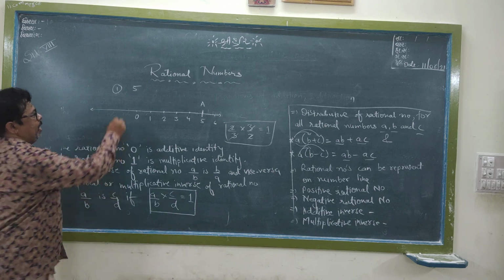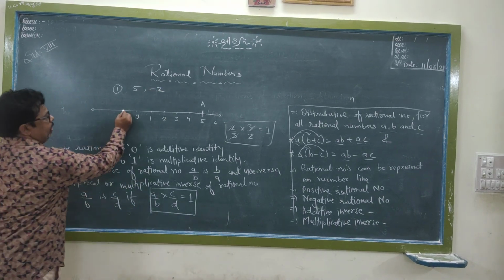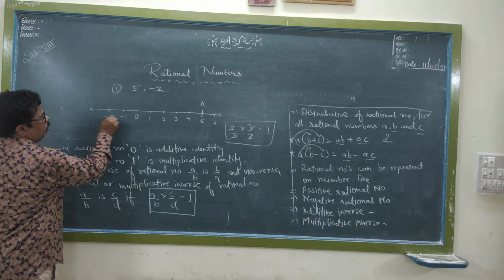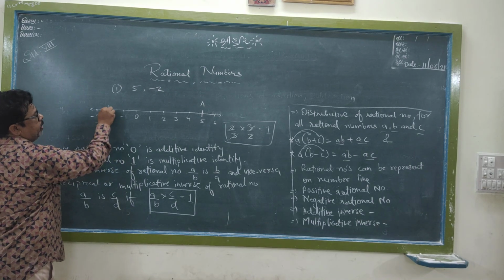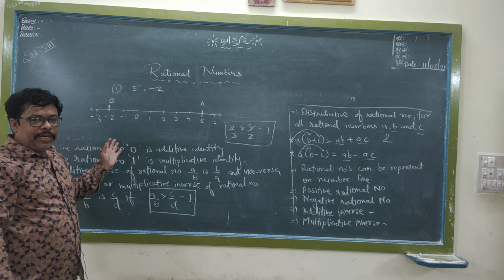If it is given minus 2, it is a negative rational number. That also I can show here: minus 1, minus 2, minus 3. So this is minus 2, which is B. So a negative number can also be represented on the number line.